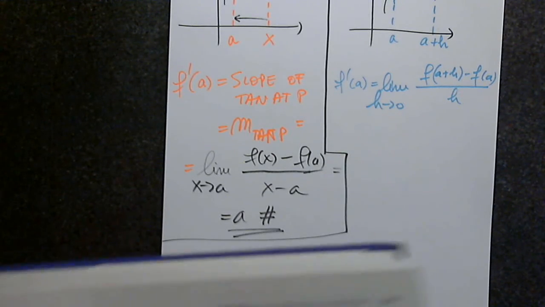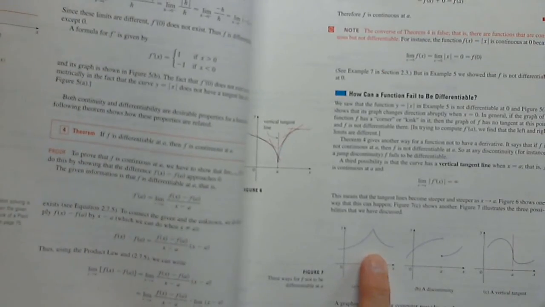So basically, they consider the cusp as having a vertical tangent, and they consider the corner as having two tangents. That's fine.